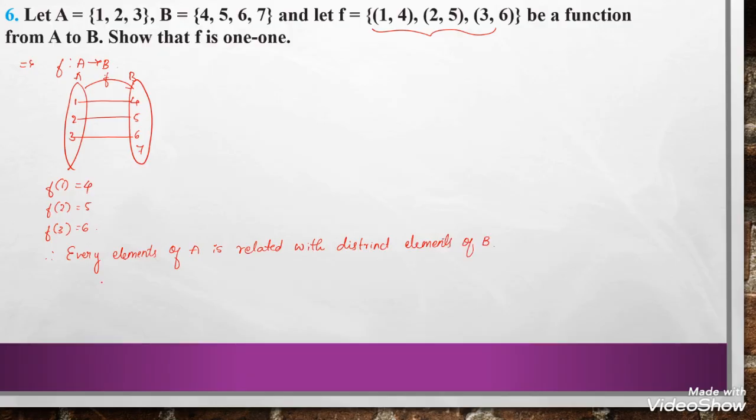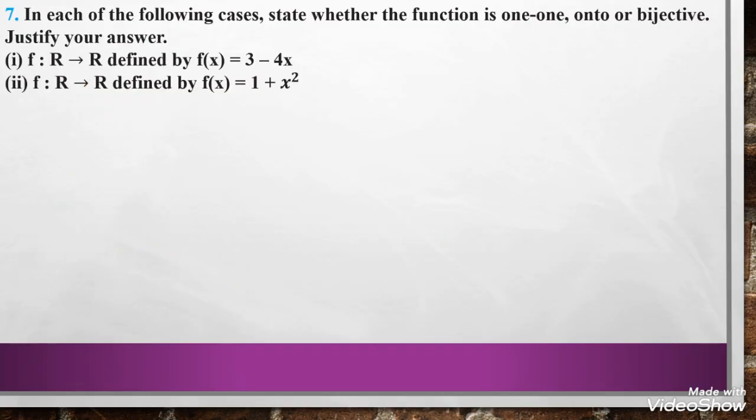Okay, therefore, this is the definition of a one-one function. Therefore, f is one-one. Just have to write that every element of A is related with a distinct element of B. Then the given function is one-one. This is the proof of the given question. Next, let us move on to the next question, question number 7.